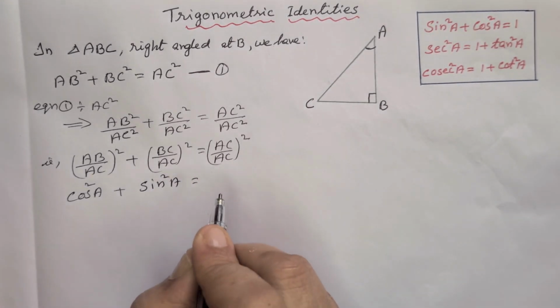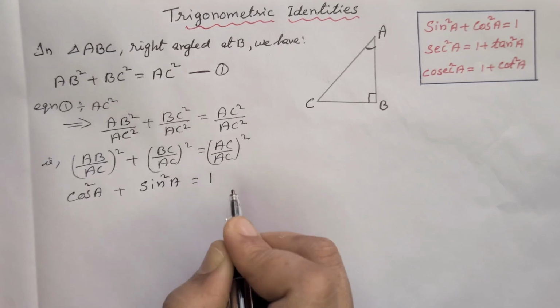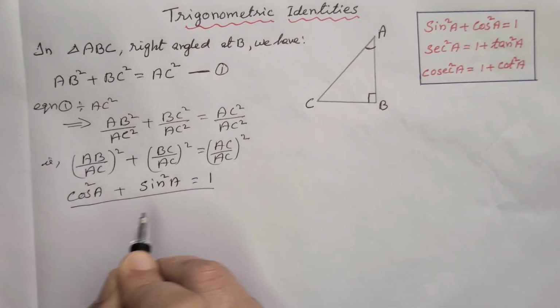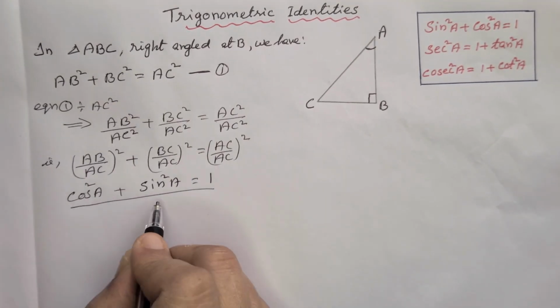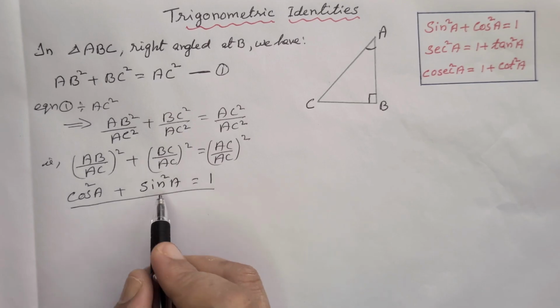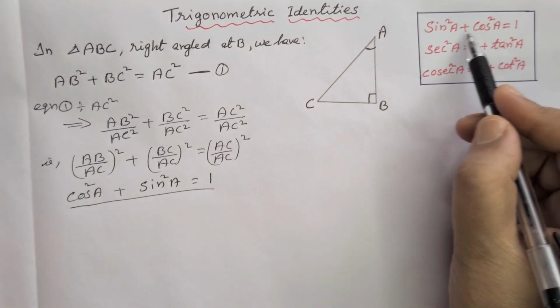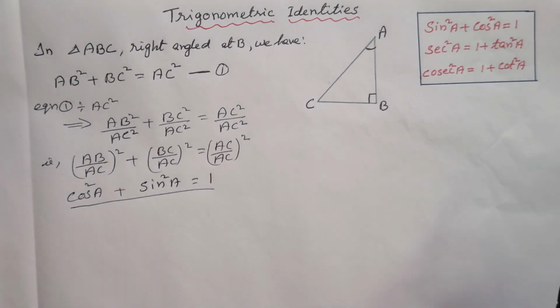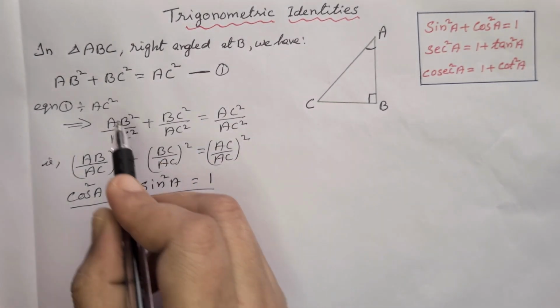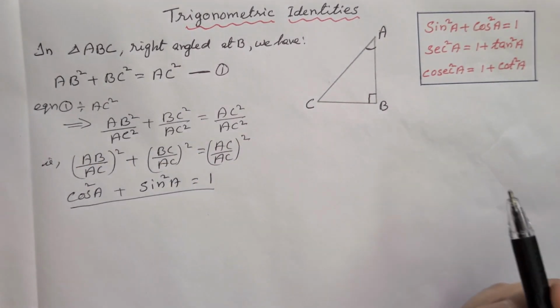Then AC by AC means 1. 1 square is 1 itself. So cos square A plus sine square A is equal to 1, or sine square A plus cos square A is equal to 1. That is the first identity. In the same way we can simplify and we'll get the rest of the identities.